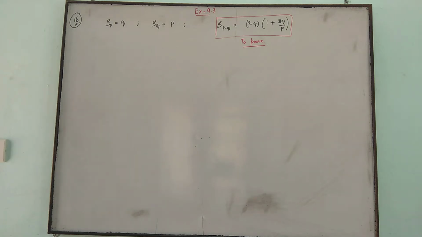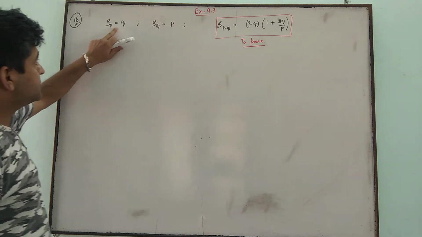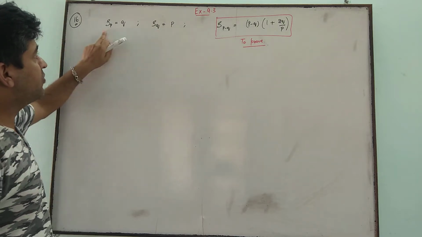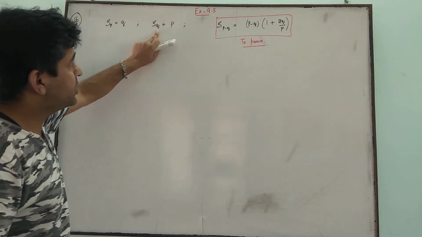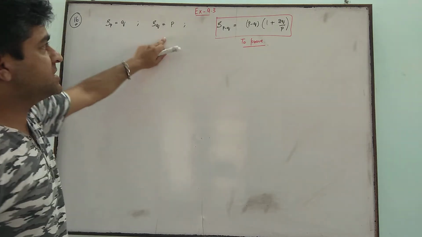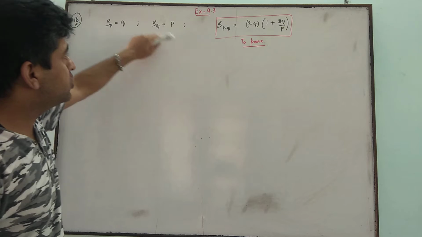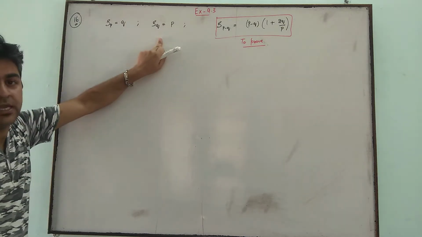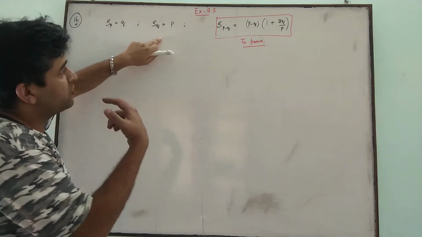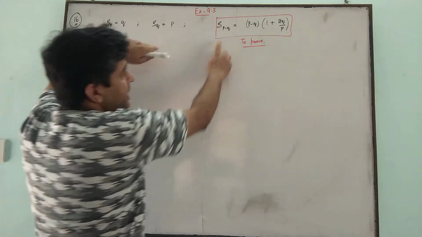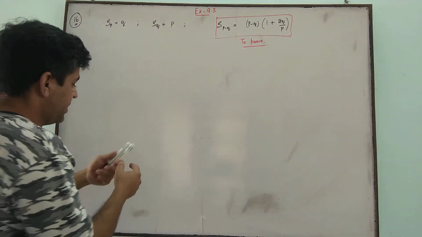Question number 16. The sum of p terms is q, and the sum of q terms is p. Two equations are given. If two equations are given, solve them for a and d. Find the value of a, find the value of d, and just put whatsoever is required, the sum of p minus q terms, into that formula.